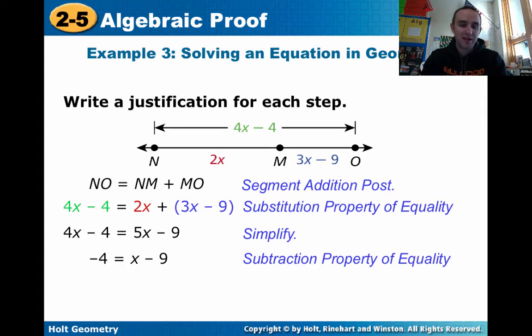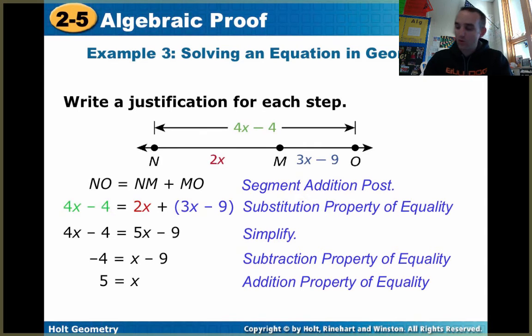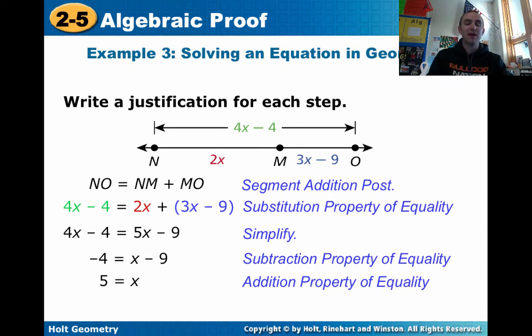From here we would add 9 to both sides, so we have addition property of equality. So notice that we didn't put in the work there. If we had put in the work where this was plus 9, then the addition property of equality would go with the work, and then the bottom one would be simplify. Since we don't have that work being shown, we don't have to put that simplify step in. It's just addition property of equality.